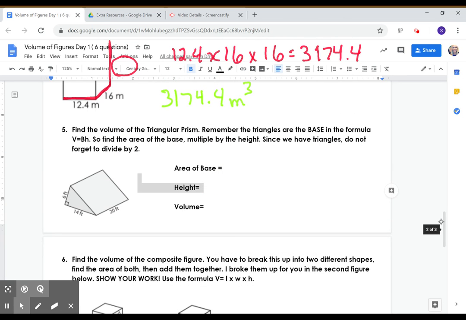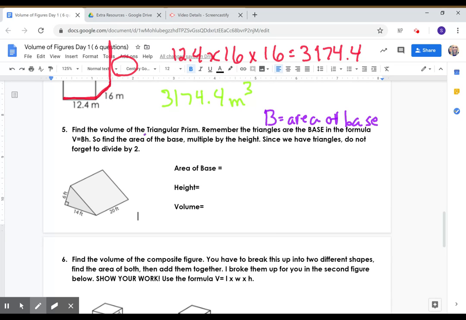So scroll down, let me hide this. Okay, so for number 5, it says find the volume of the triangular prism. Remember that the triangles are the base. In the formula, V equals big B times H. So remember, the capitalized B is something different. The big B is the area of the base. So the base in this figure is in the title.